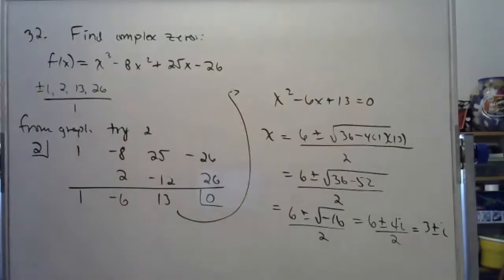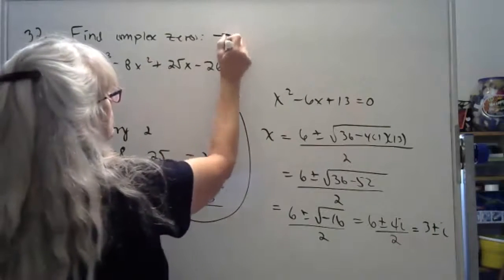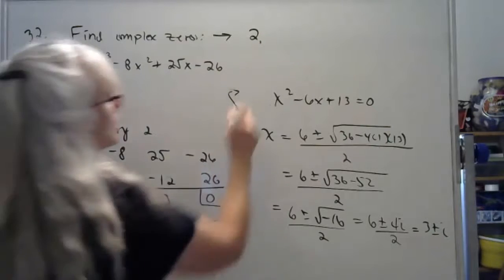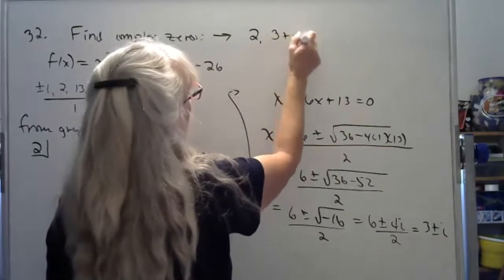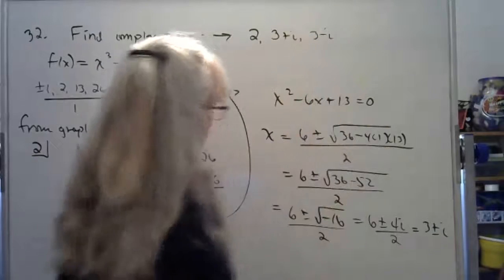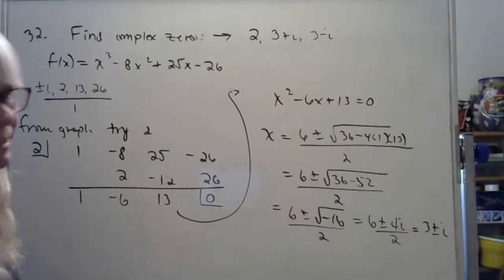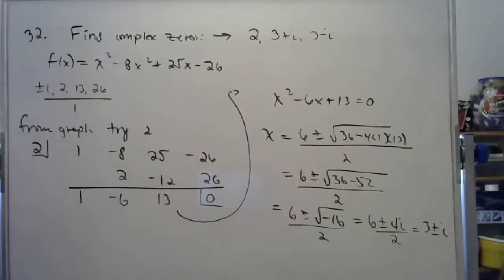Okay, so then to answer the question, our zeros are the 2 that we used in the synthetic division, and then 3 plus i, and 3 minus i. So this problem is one of the main reasons you're required to have the graphing calculator for the course. Okay, any problem with number 32?